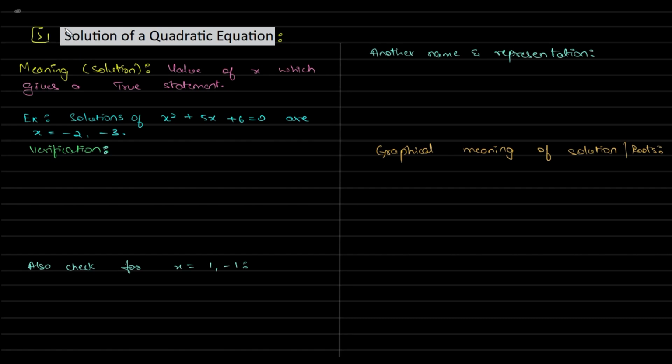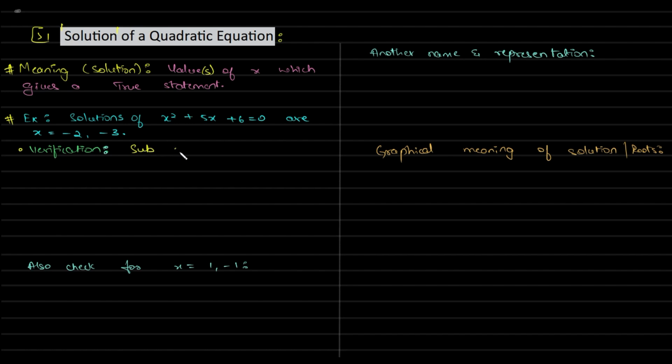Here we're going to understand the word solution of a quadratic equation. The meaning of a solution is: these are the value or values of x which give a true statement. I'll give an example. The solutions of x square plus 5x plus 6 is equal to 0 are minus 2 and minus 3. So let's verify this.